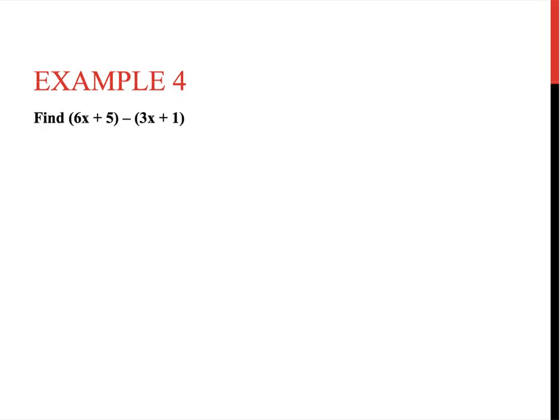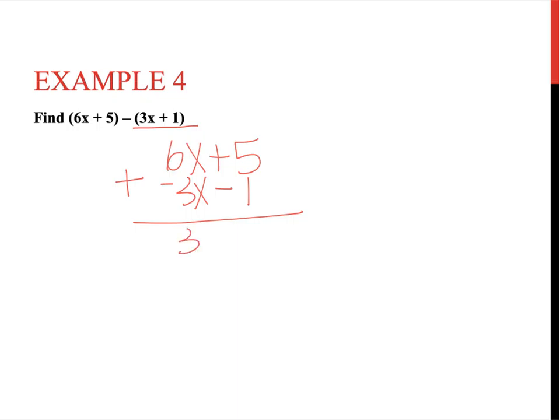So now let's move on to example 4. I'm not going to model this time. I'm just going to do it without the model. So we start out with 6x plus 5. And now remember, we're going to add the opposite of this. So the opposite of 3x is negative 3x, and the opposite of plus 1 is minus 1. So 6x plus a negative 3x is 3x. Positive 5 and negative 1 is positive 4. And there's your final answer.